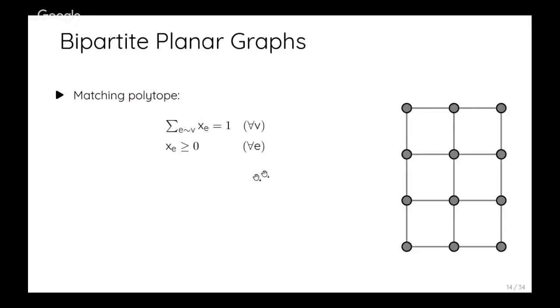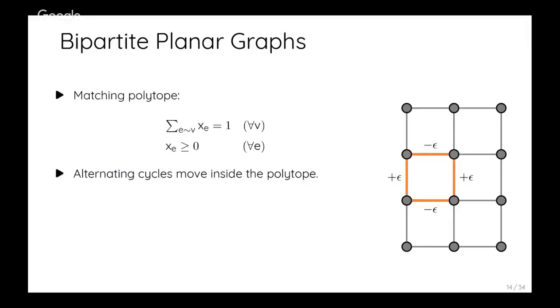So this is the matching polytope. This is basically the inequalities and equalities describing it. For each edge, you have a variable describing whether that edge is in the perfect matching or not. The first constraint, an equality constraint, tells you that each vertex must be adjacent to exactly one edge. The second type of constraint is that the x_e should be non-negative. This is known to be the exact description of the perfect matching polytope in the bipartite case.